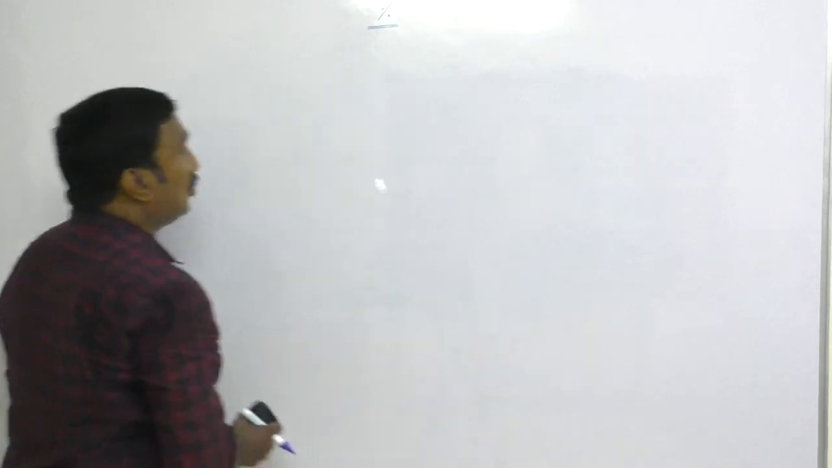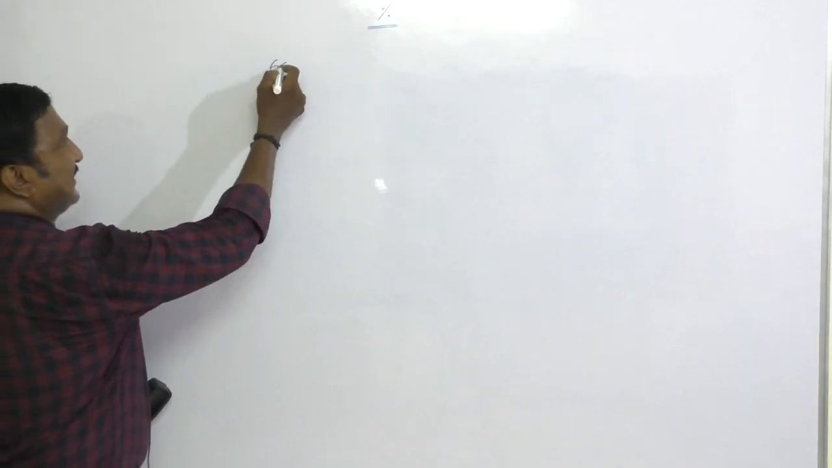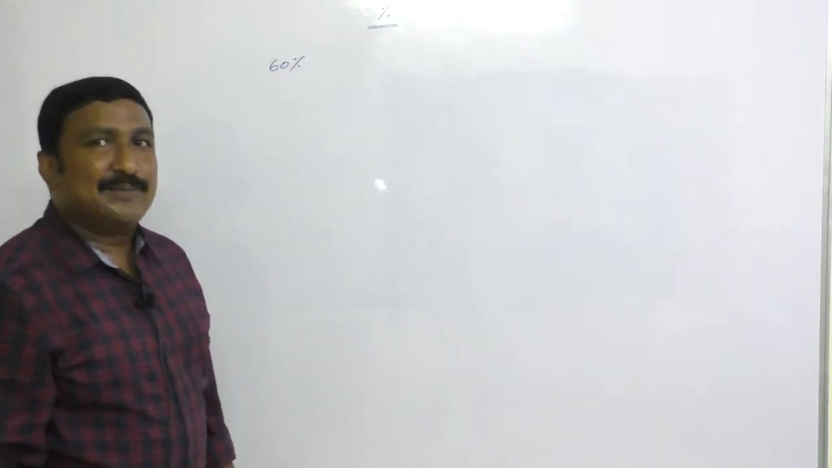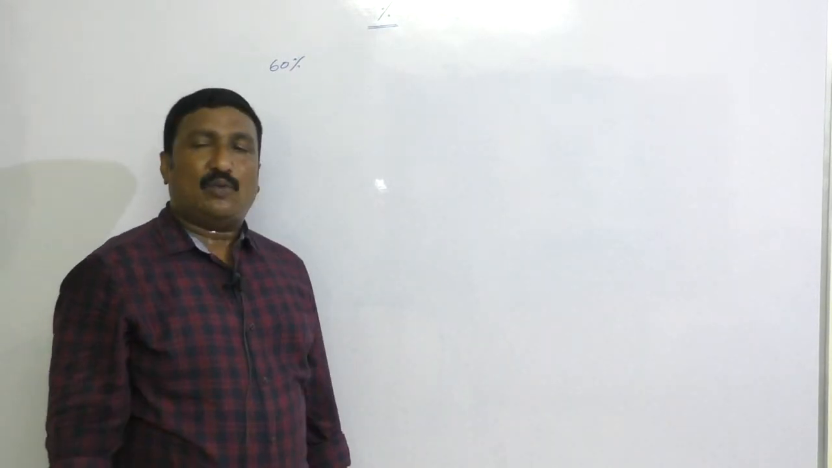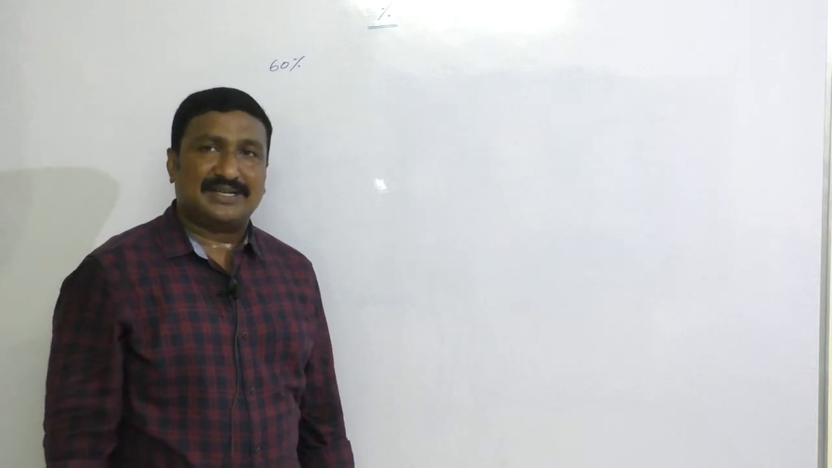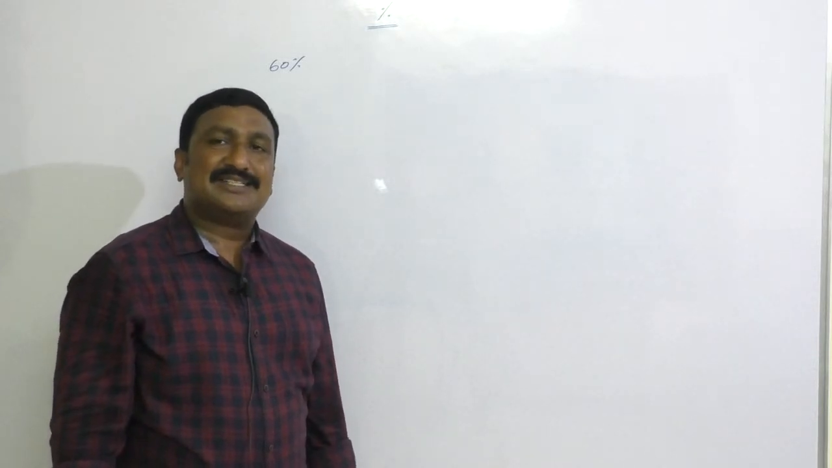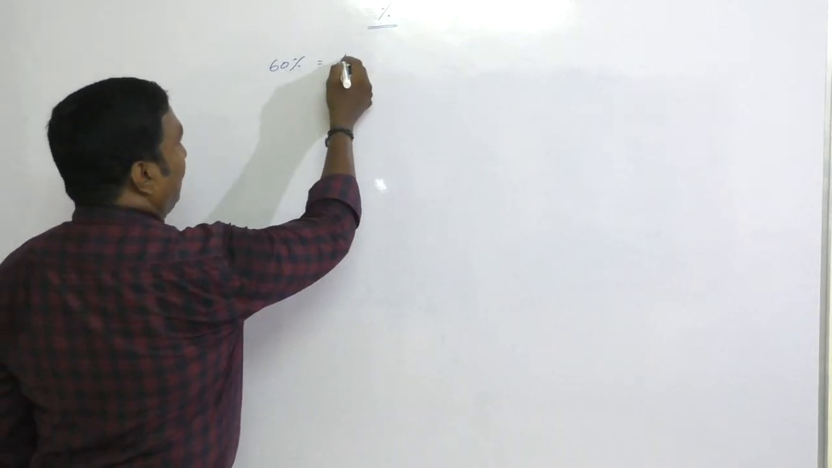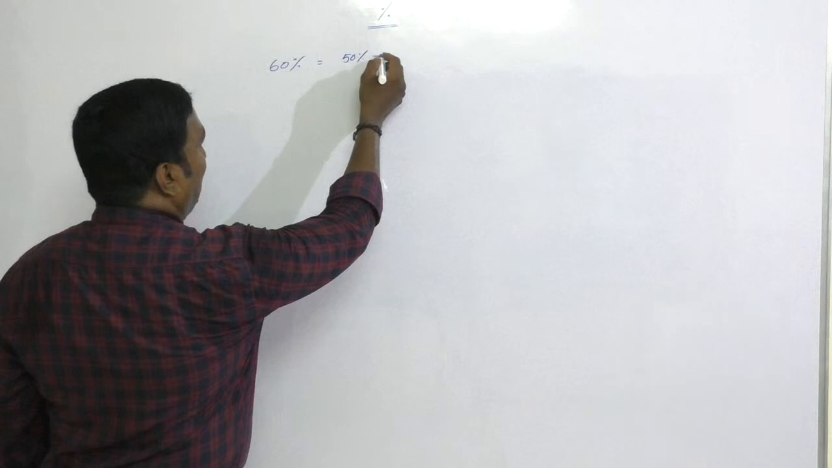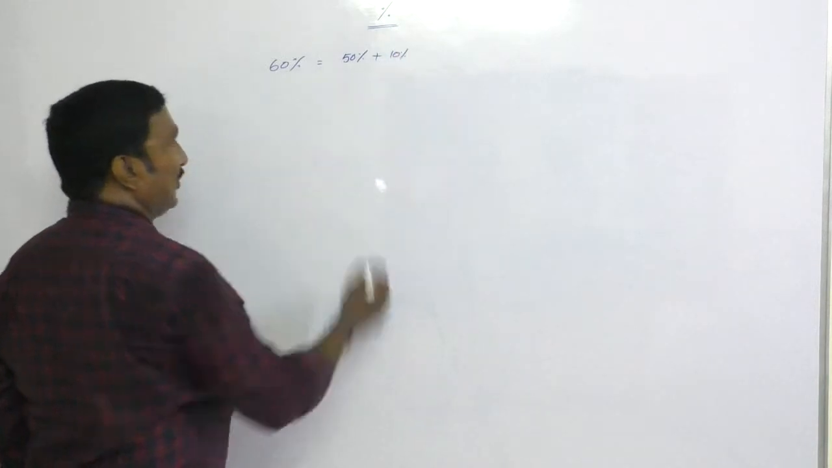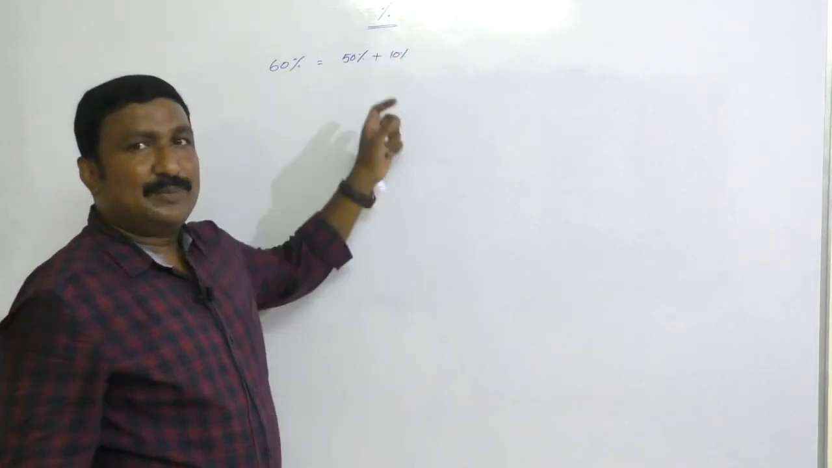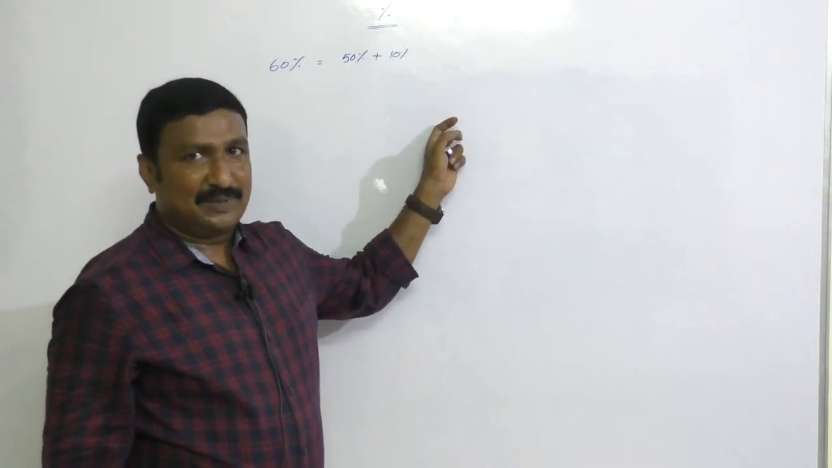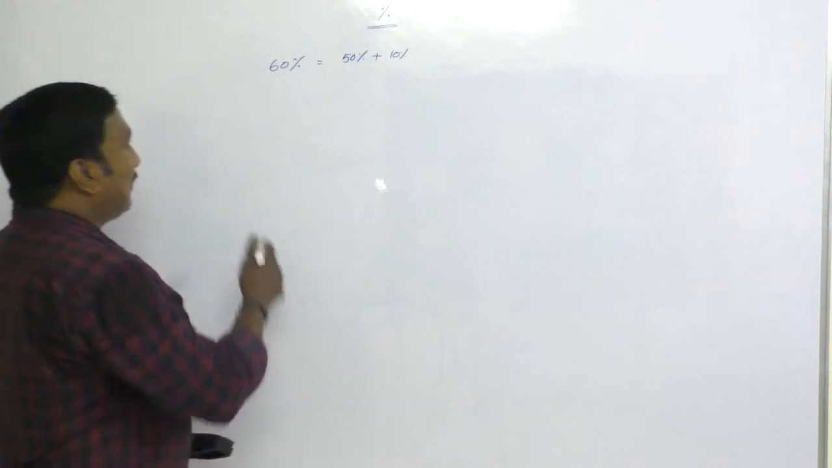Right friends, so how to calculate the 60%? 60% of any number, you can write as 6 times of 10%, or 60% can be split into 2 parts. One is 60% is nothing but 50% plus 10%. Okay, already I told 50% is nothing but half of the number. 10% means we have to take the last decimal place.